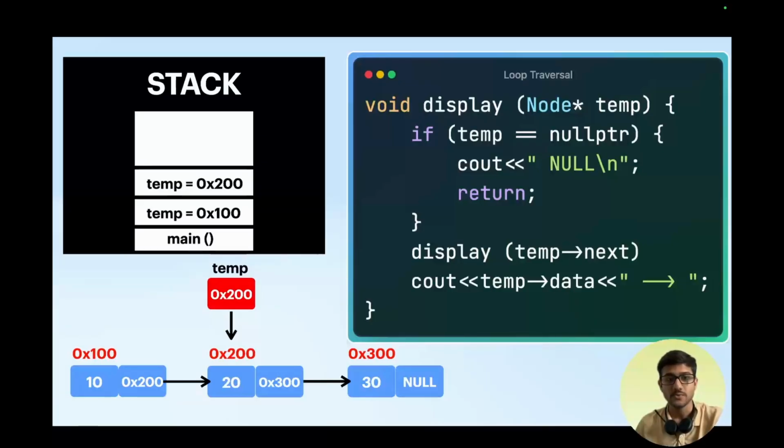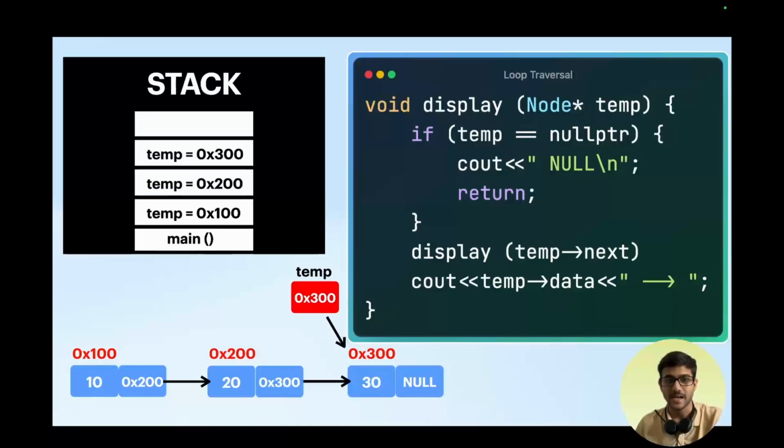Now this new stack frame which is added at the top is nothing but the display function being called again, and that variable I have shown in the stack. So temp is not null. Again, we will call the display function with temp of next. So the temp pointer will move.